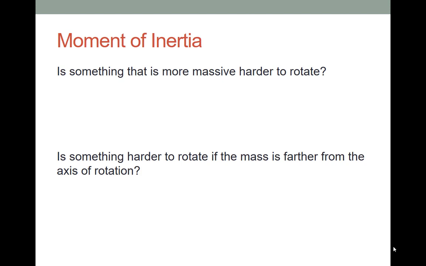Okay. So, a couple of questions. Is something that is more massive harder to rotate? I don't think anybody is going to hesitate to say yes. Okay. Is it harder to rotate if the mass is further from the axis? So if I hold a stick in the middle versus holding a stick at the end, does that change how easy I can get it to spin? The answer there is yes. So the moment of inertia is going to depend not only on the mass, but on how that mass is distributed, specifically how far it is from the axis of rotation.